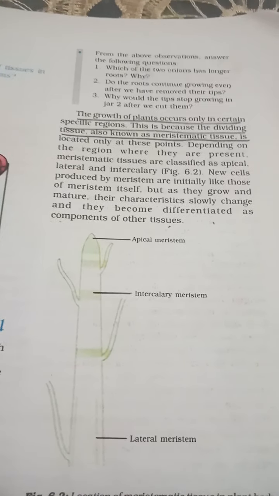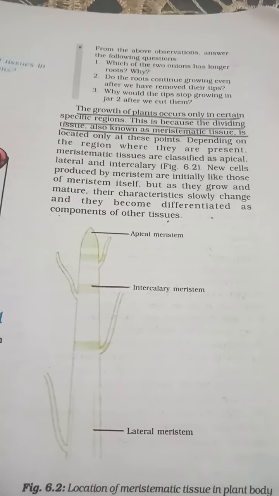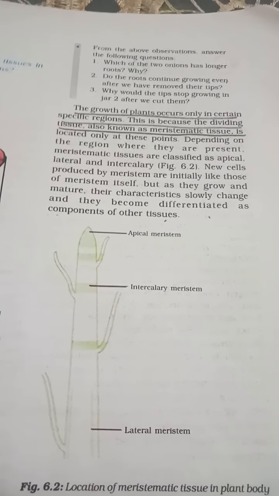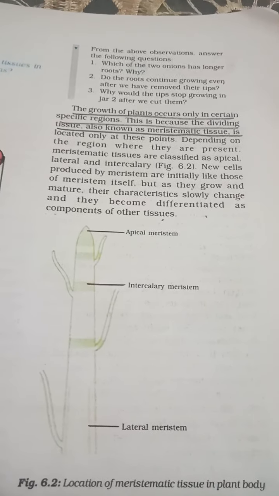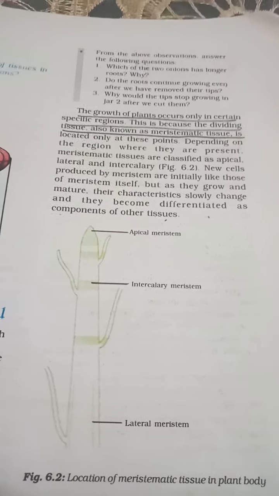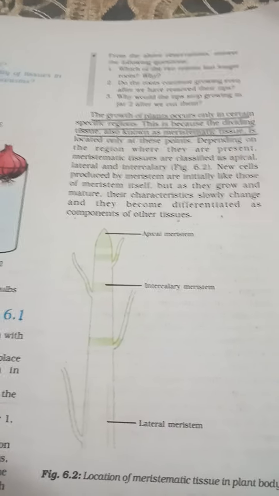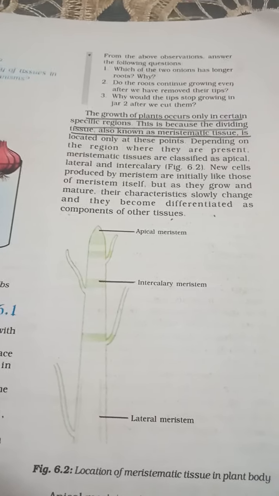Now, lateral meristem is found in the vascular bundles of stems and roots and as a cork cambium beneath the bark. Now you have to remember the function of lateral meristem. Lateral meristem helps to increase the diameter, that is the girth of the plants. I hope I am clear. This was about yesterday's lecture, types of meristematic tissues.